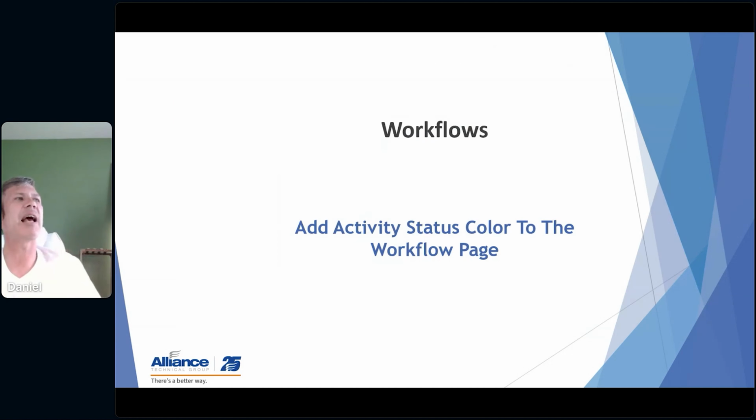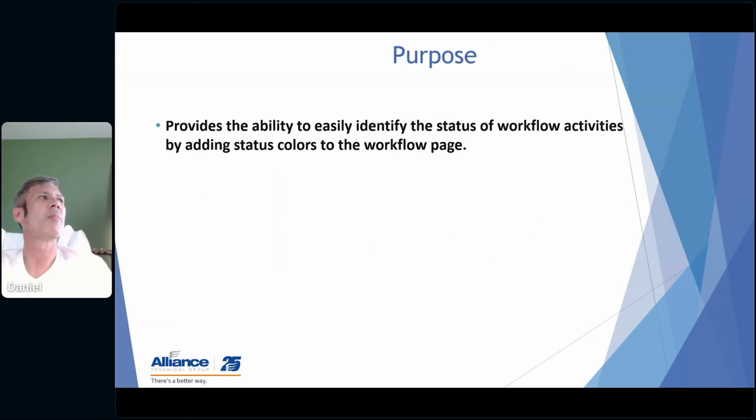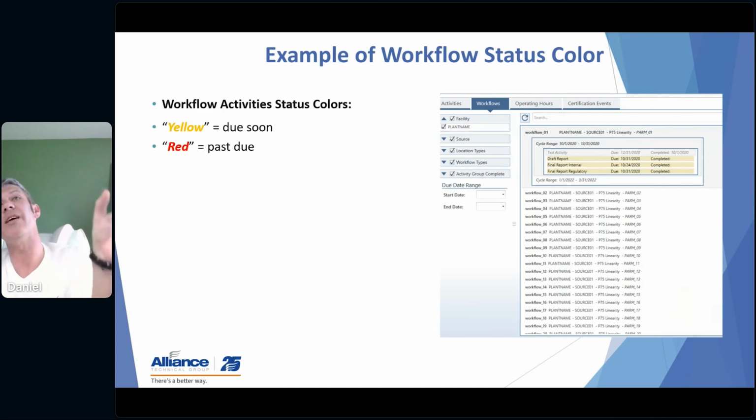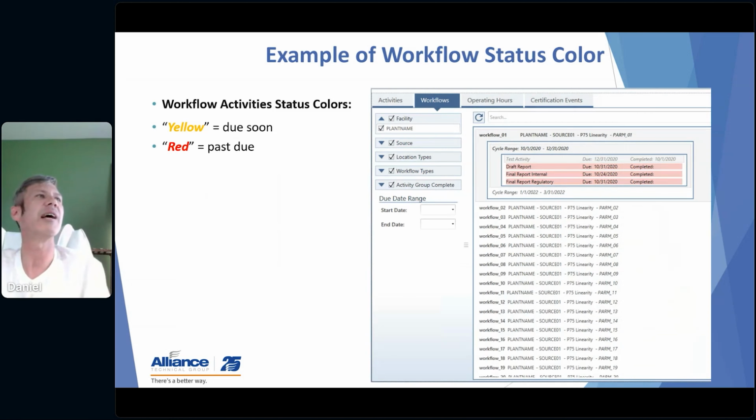Workflows, add activity status colors to the workflow page. So that again gives you the ability to identify those status workflows and activities, adding some color. So just like we saw on the dashboard, you have colors, you can have activity colors within the workflow that say, hey, these things are due soon, reds are past due, right? So here's an example of these things that are past due.